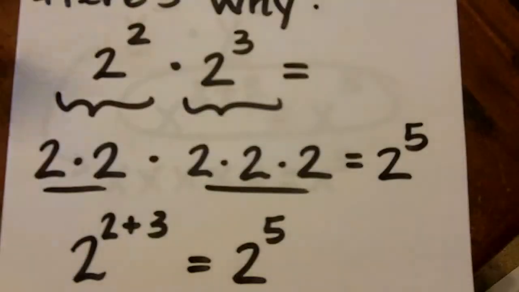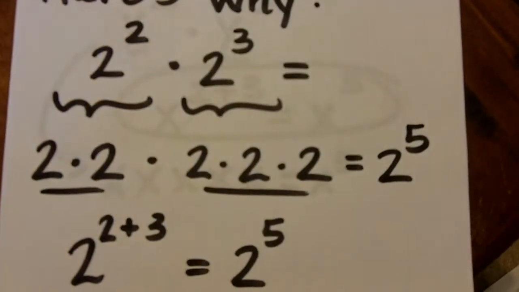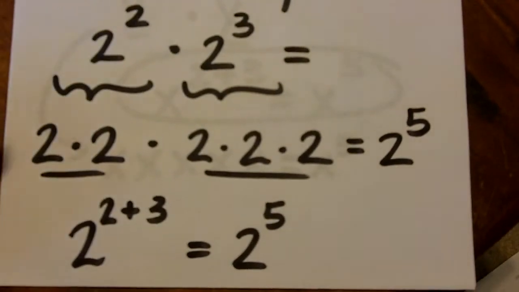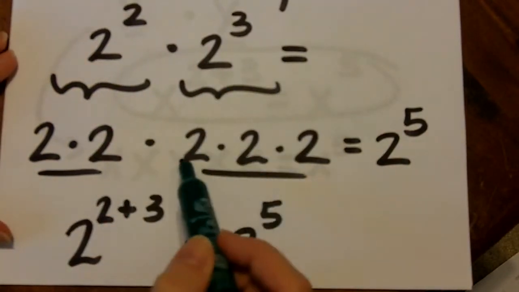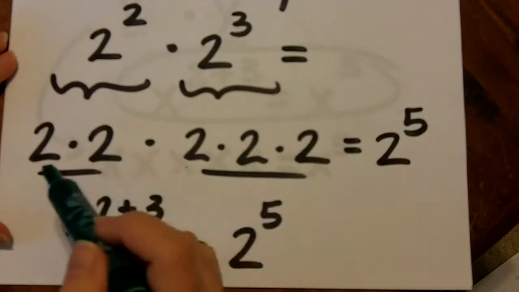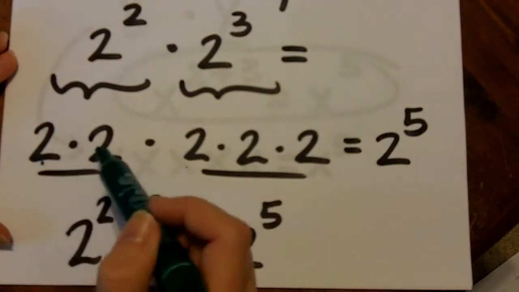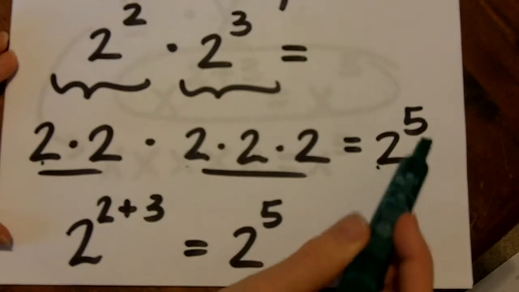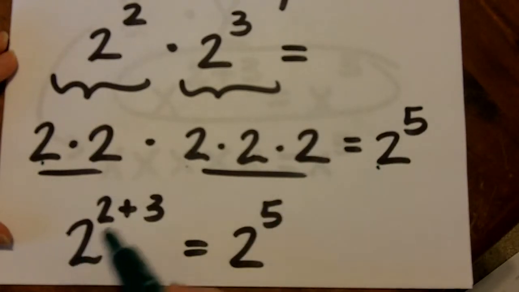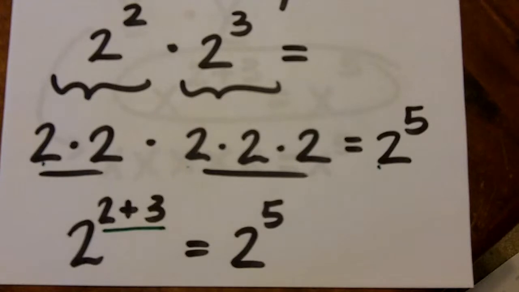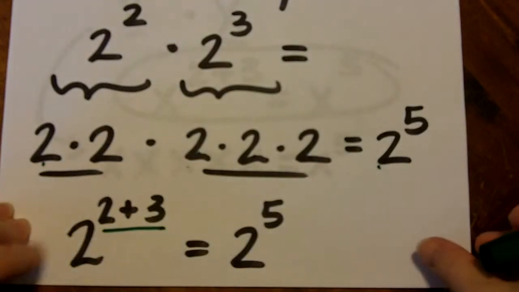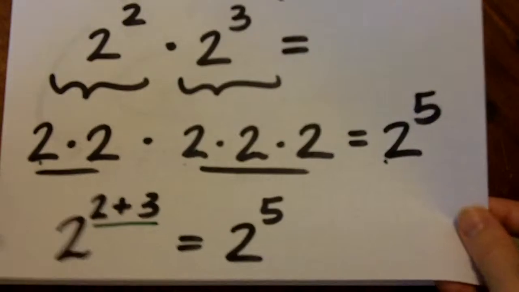It's pretty simple stuff. Okay, if you had 2 squared times 2 cubed, I could write out 2 squared as 2 times 2, and I could write out 2 cubed as 2 times 2 times 2, and then for my answer, 2 times 2 times 2 times 2 times 2, which is 2 to the 5th. Or I can simply add the exponents, because I have the same base, 2 to the 2 plus 3, or 2 to the 5th, which gives me my answer. And since math is all about efficiency, we're going to do it the easy way, I hope.